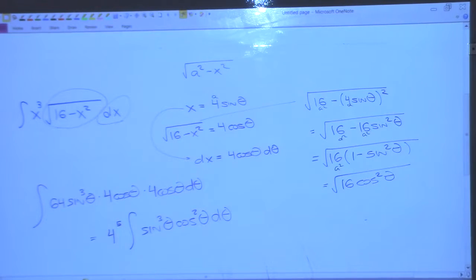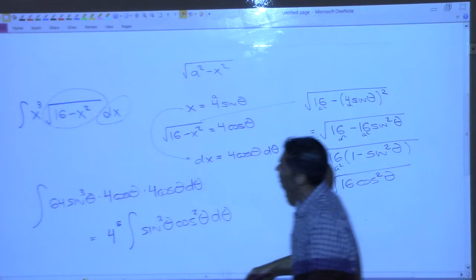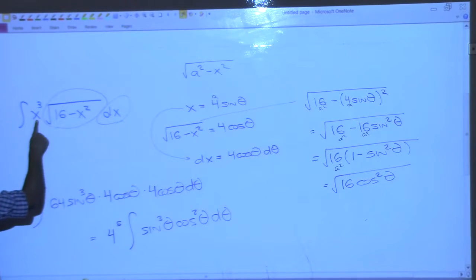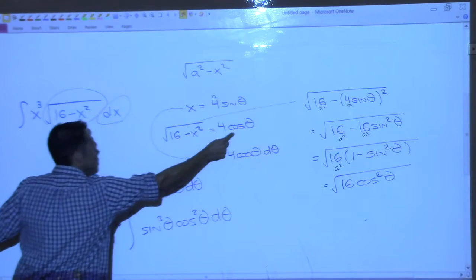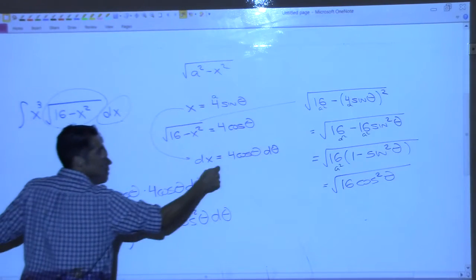I'm so sorry. How did you get two 4 cosine theta d theta? Like, how did you get two of those? Okay. Do you know where x cubed came from? Yes. Okay. What did we say this would be? 4 cosine theta. What's dx? That.